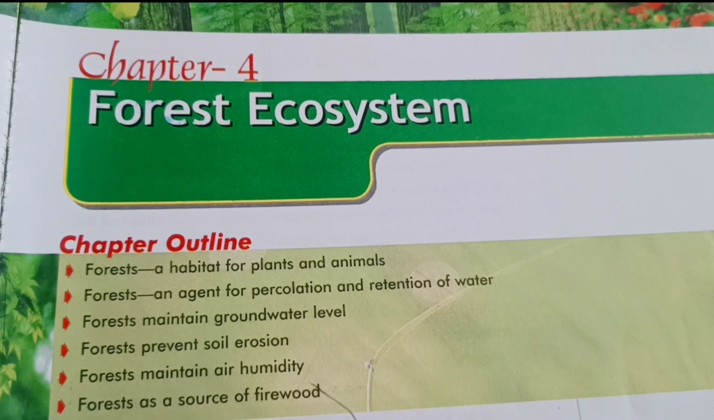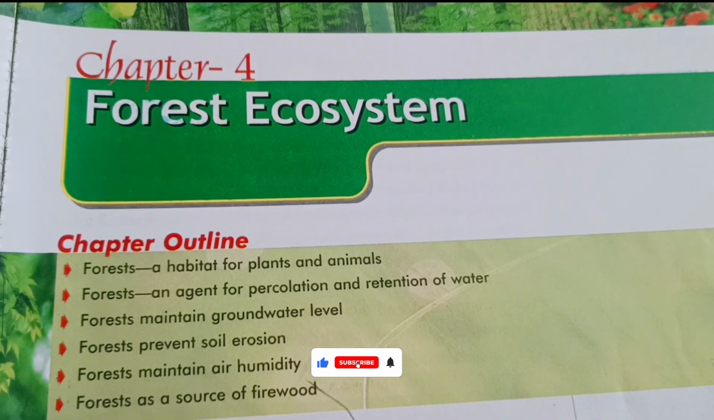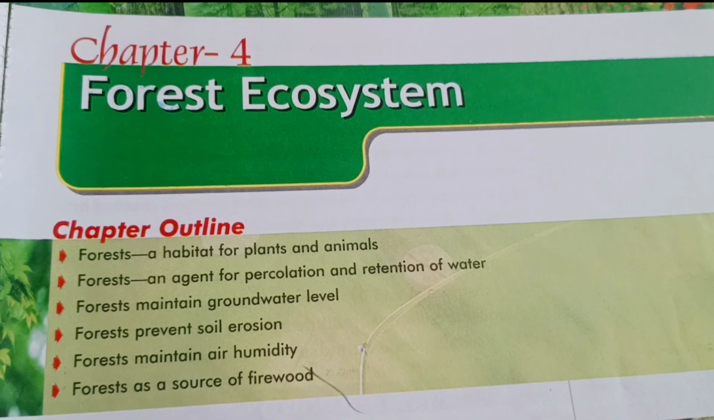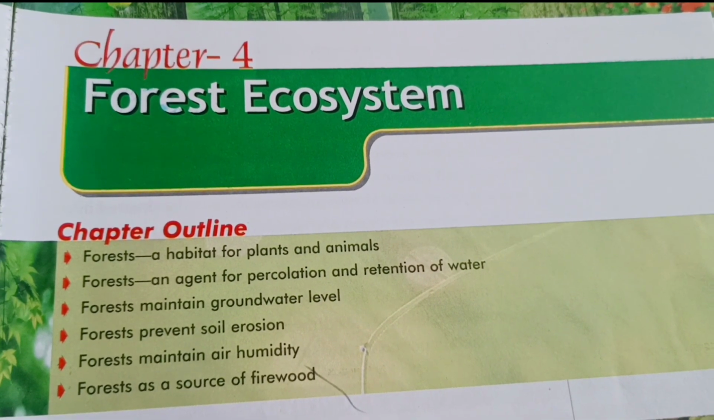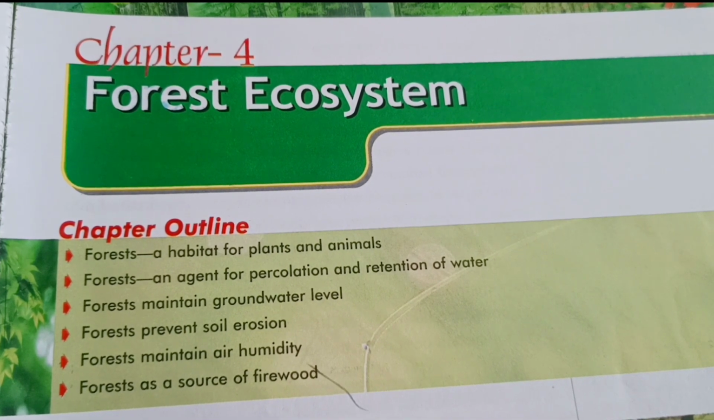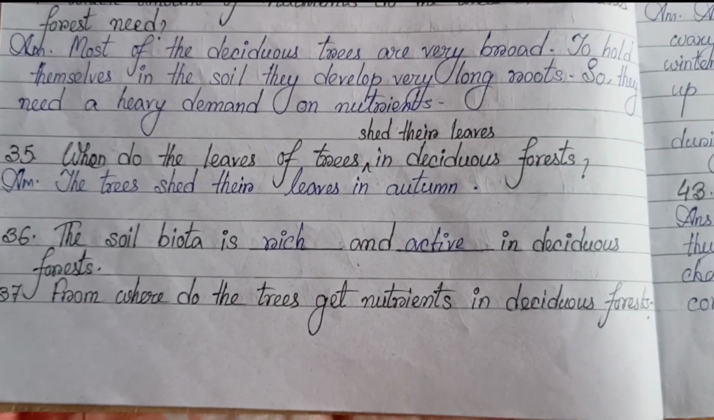Today I am going to give you the rest of the insight question answers from chapter number 4, Forest Ecosystem, Class 7 EVS, West Bengal Board. I provided 36 insight question answers in the previous video in part 1. If you have missed it, please check the description box or playlist. You will find that video there. So let's start. This is part 2, from question number 37.